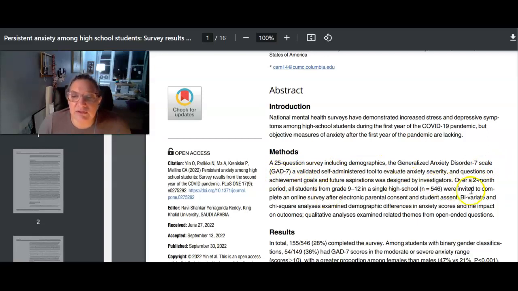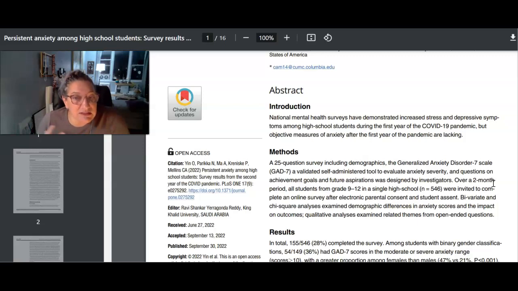And they're talking about this, right? Over a 2-month period, students from 9 to 12 in a single high school, so 546 people, were invited to complete an online survey after electronic parental consent. Bivariate and chi-squared analyses examined demographic differences in anxiety scores and the impact on outcomes. Qualitative analyses examined related themes from open-ended questions.